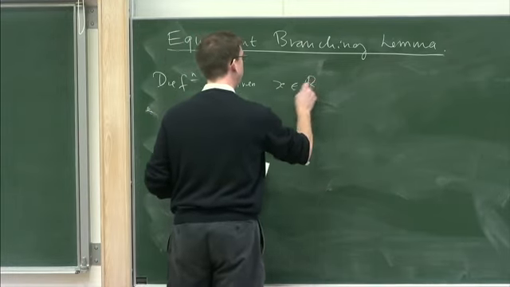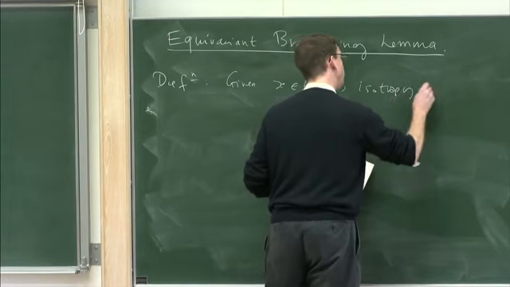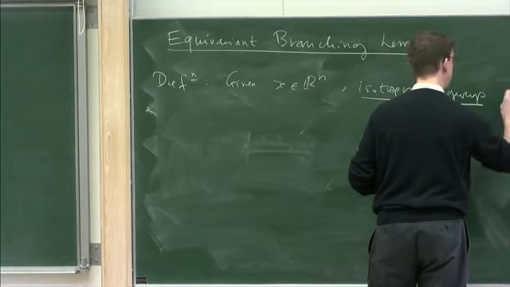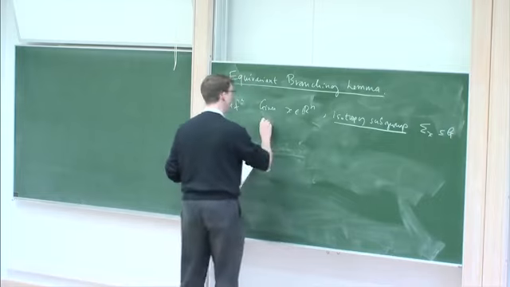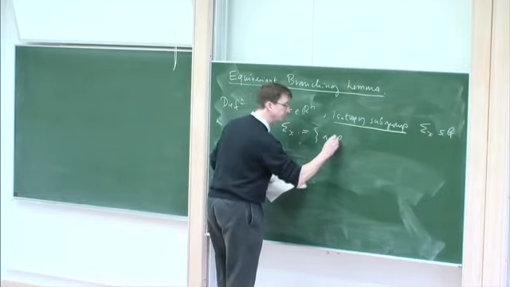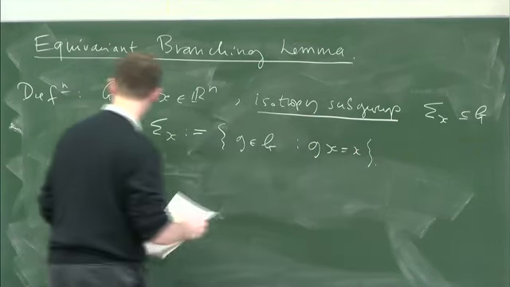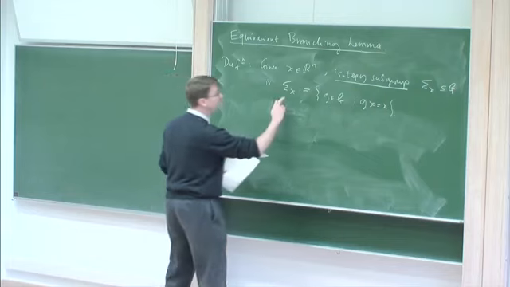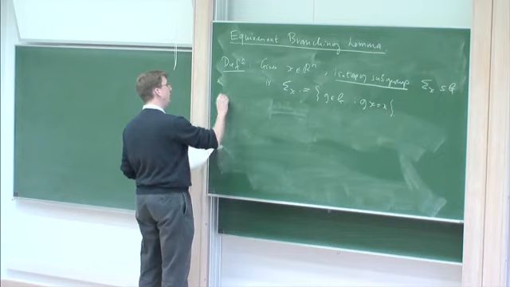So given a point X in the phase space, I'm going to define an isotropy subgroup sigma X, so that's a subgroup of G. This is defined to be the set of group elements that fix that point. So it's a natural idea of the kind of symmetry that's available at a point.